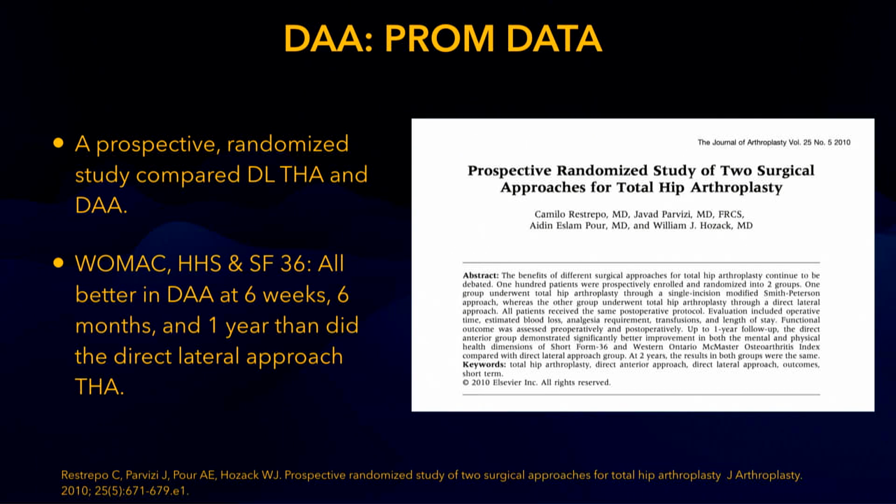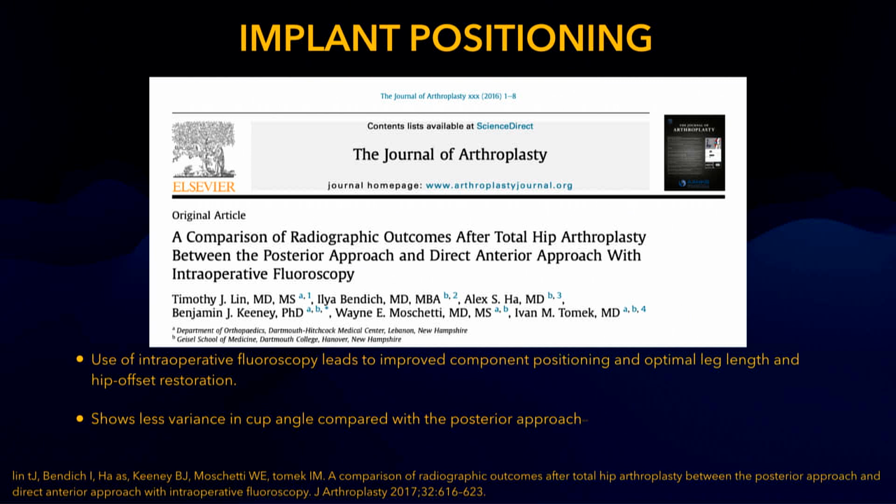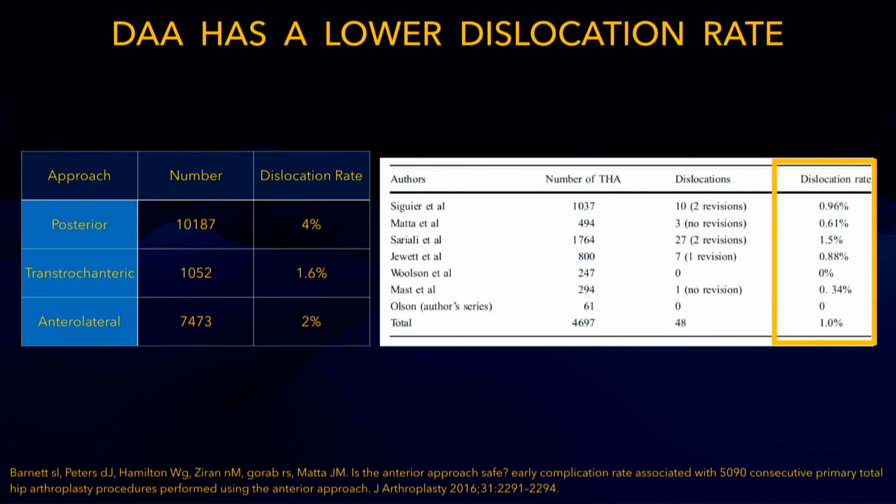So WOMAC, HSS, and San Francisco scores at 6 weeks, 6 months, and 1 year were remarkably better in 2 cohorts, which were divided at the same Rothman Institute led by Dr. Javad Parvizi. For us younger surgeons who switch from posterior to anterior, a study was done and published in the Journal of Arthroplasty, which spoke about how well we do our anterior hip replacements compared to our own posterior hip replacement surgeries. It says that intraoperative fluoroscopy helps us position our components much better than in a posterior hip replacement.